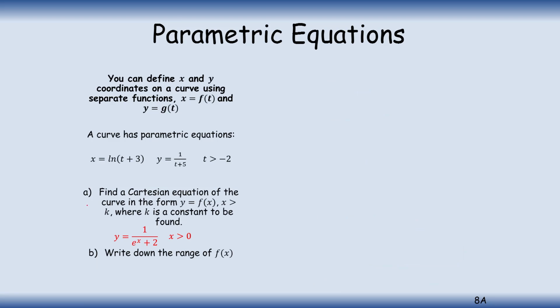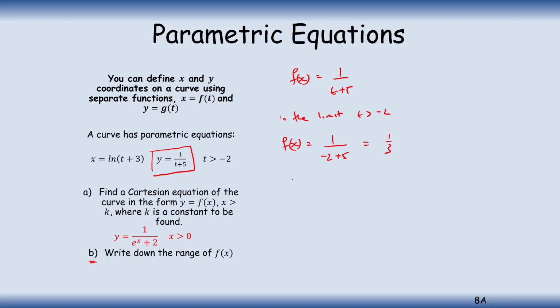Right. So now we've got to do section B. And part B of the question says write down the range of the function f of x. So there's our function, f of x is equal to 1 over t plus 5. So in the limit then, our limit is t is greater than minus 2. What happens to our function? f of x is going to be equal to 1 over minus 2 plus 5, which is equal to a third.